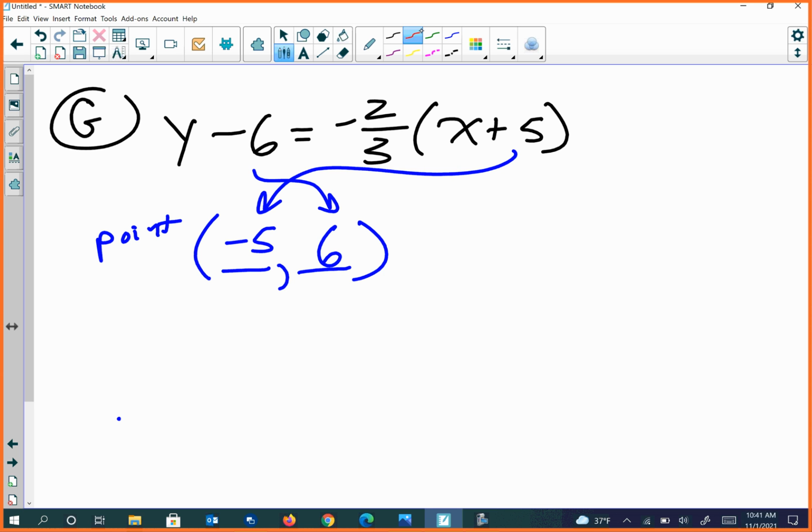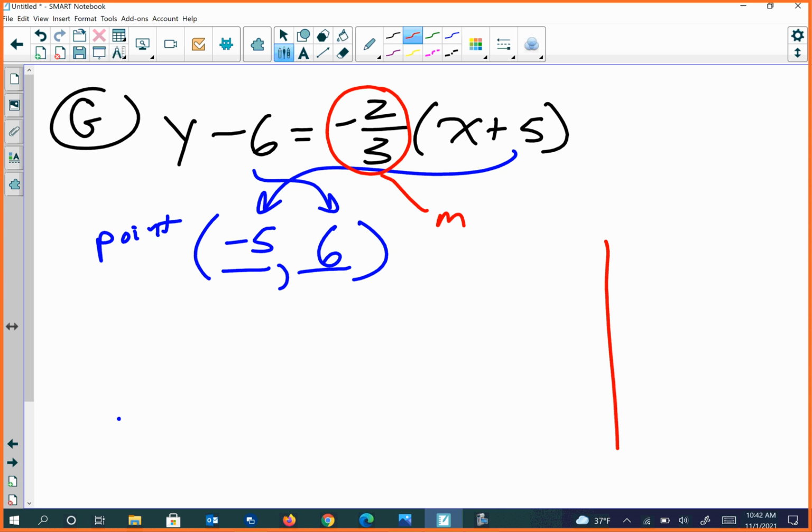Okay? What is this fraction? What's that fraction going to be? Which is what? What's the significant thing? Slope.